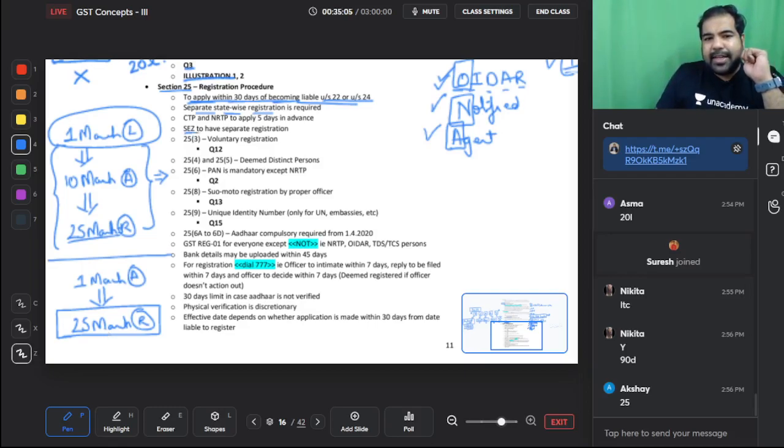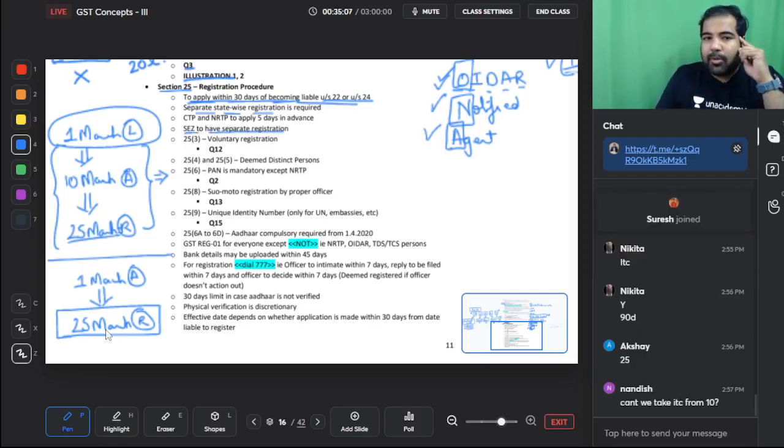Guys, SEZs need to have separate registration. Think about an SEZ as a separate state. So even in the same state, if you have an SEZ and you have an entity there, it has separate registration. Casual taxable non-resident, we will see in section 27. You can also take voluntary registration.